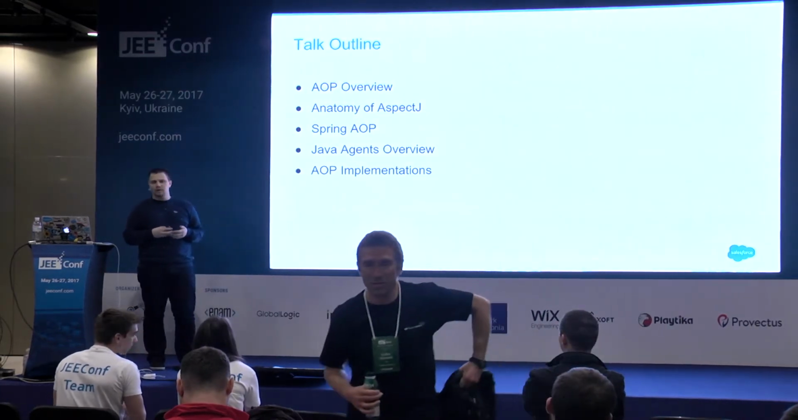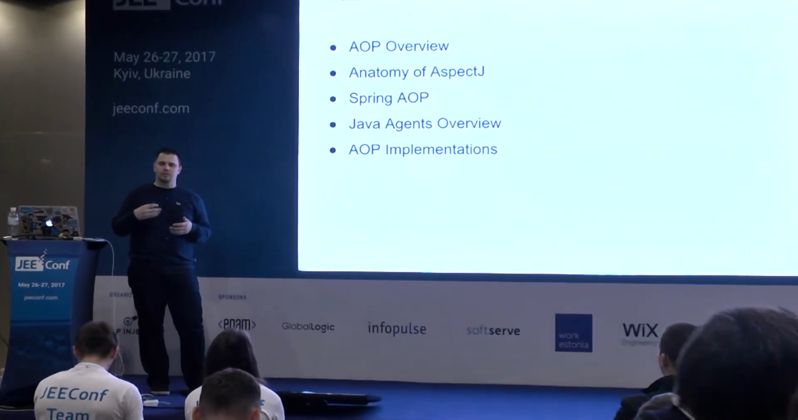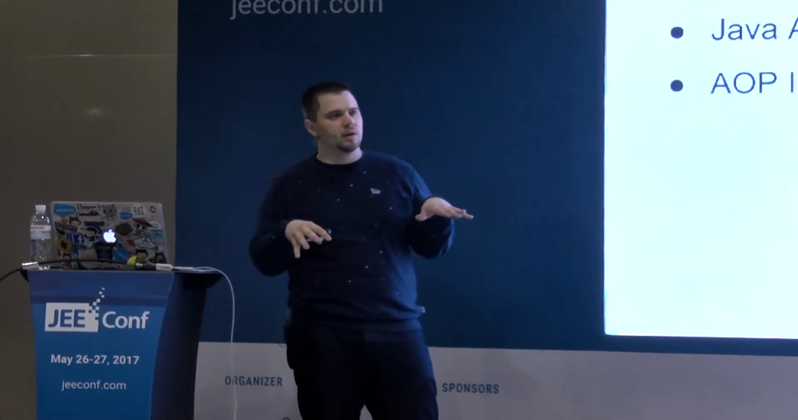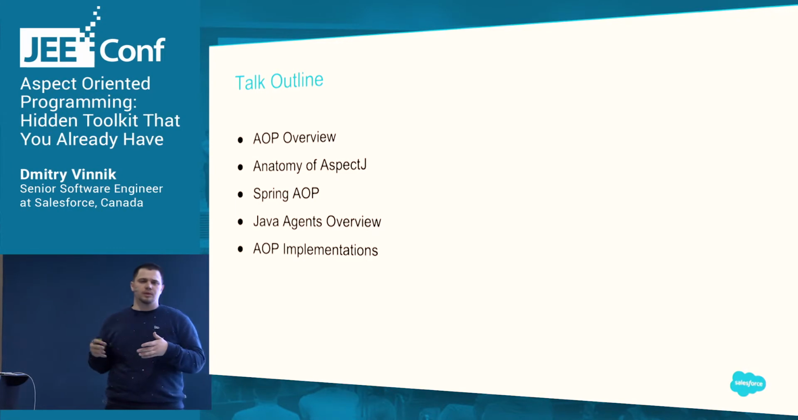So I'll begin with a quick overview and an explanation of the purpose of aspect-oriented programming, which has been mentioned, I think, in at least three presentations in this track. Then I will move on to more advanced applications of aspect-oriented programming using AspectJ. Then I'll transition to Spring usage of aspect-oriented programming. And I'll try to wrap it all up with what Java agents are, which other people probably mentioned. I'll do it really briefly, and then I'll focus on other implementations available on the market as open source and enterprise solutions.